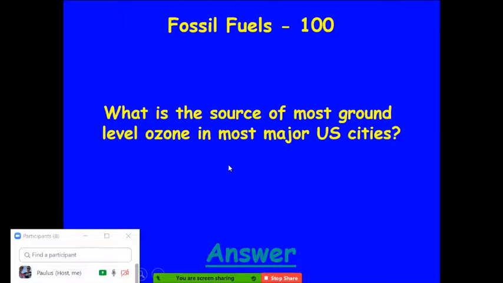What is the source of most ground level ozone in most major U.S. cities?